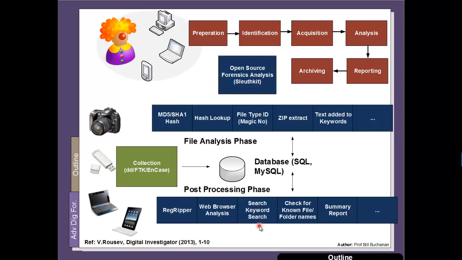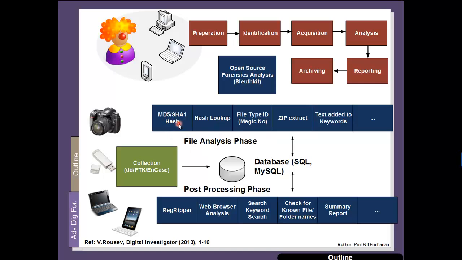Okay, so the methods that we have is, once we've collected our data, such as from our DD application, to create the raw file, we would then use a package such as SleuthKit to be able to analyze it. So the basic process that we go about is we would typically store it to some sort of database, SQL, MySQL. And then with this, we would then look at the file analysis phase.